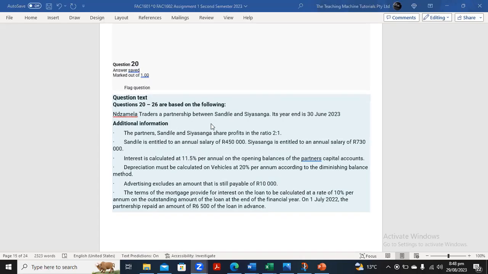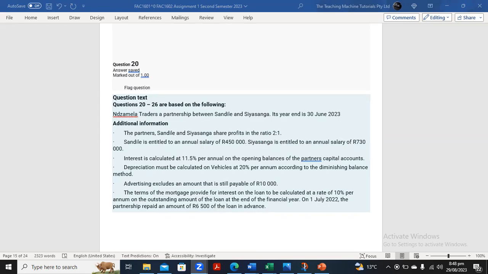Nzamela Traders, a partnership between Sandile and Sianga. It's question 32. We have additional information. The partners, Sandile and Sianga, share profit in the ratio 2:1. Sandile is entitled to an annual salary of 450,000. Sianga is entitled to an annual salary of 750,000.